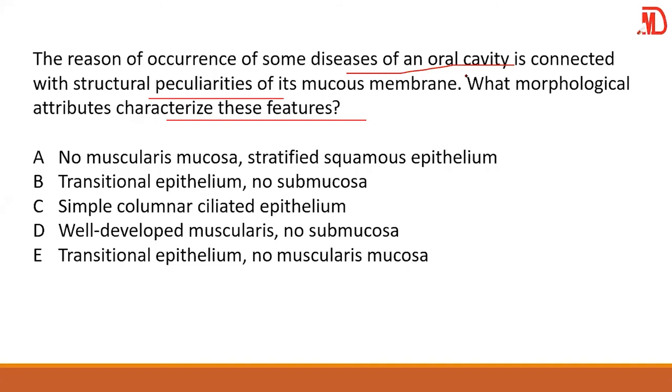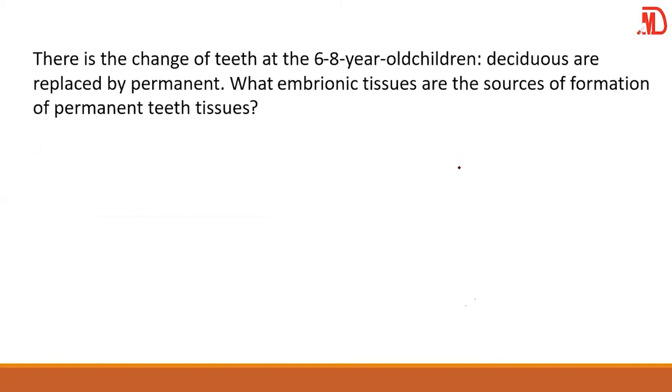So let's look at it. Our best bet would be A. That means it has no muscular layer, but it has stratified squamous epithelium. They didn't bring the lamina propria or the deeper part, but your answer is still correct. You have no muscles there, however, we have stratified epithelia there. All right.